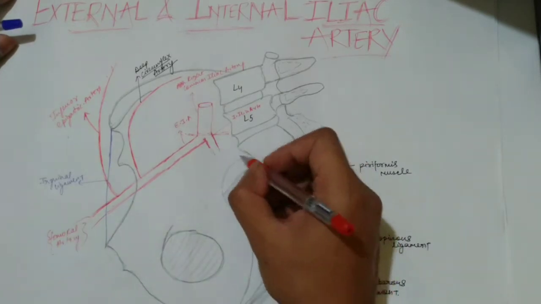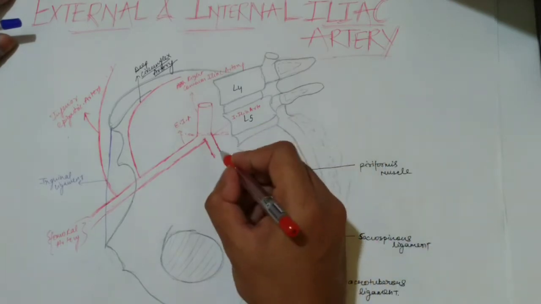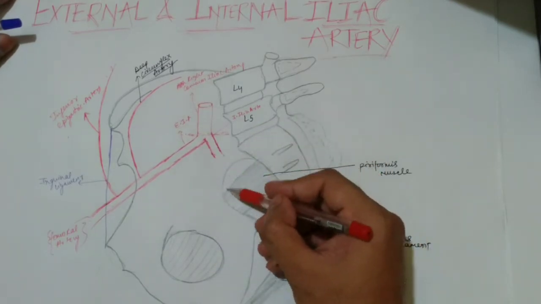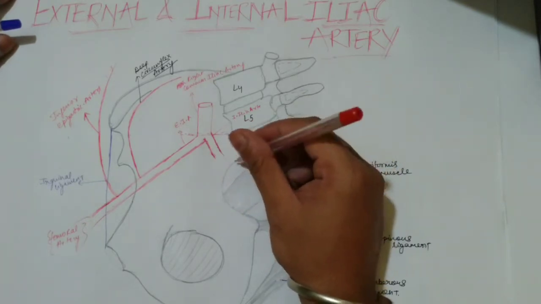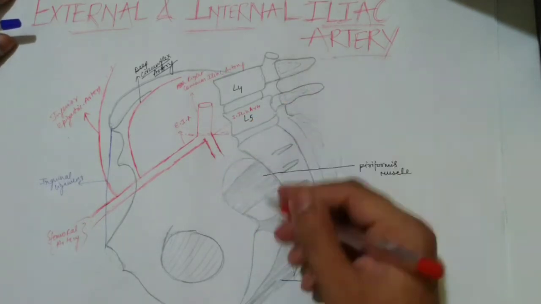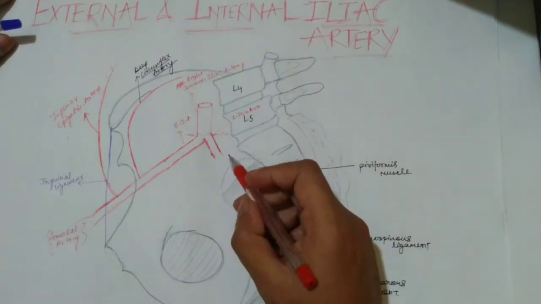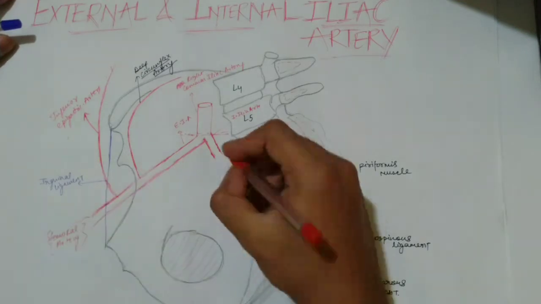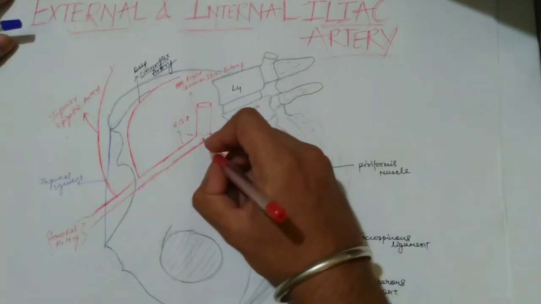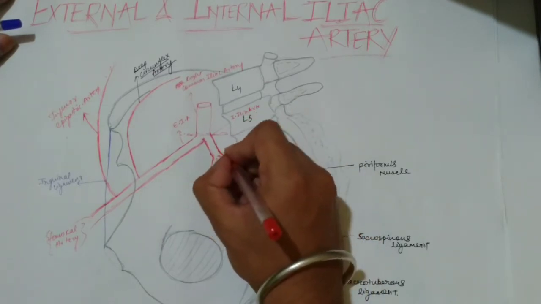Now we will see the branches of our internal iliac artery. This is your sciatic foramen. This is the greater sciatic foramen and this one is the lesser below. At the level of the superior edge of your greater sciatic foramen, there is a division of your internal iliac artery into posterior and anterior divisions. So the level here is the superior edge of the greater sciatic foramen.